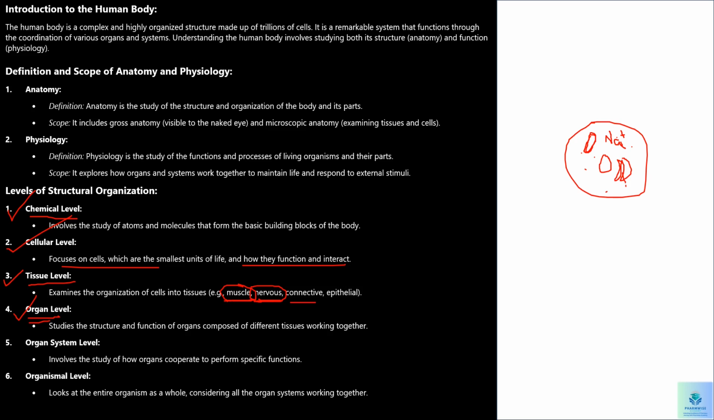These are made up of, for example, the heart is made up of cardiomyocytes, the brain is made up of neurons and neuroglia, and the kidneys are made up of nephrons, etc. So these are the organs. When these organs combine together, they form the organ system level. This organ system level involves the study of how organs cooperate to perform specific functions.